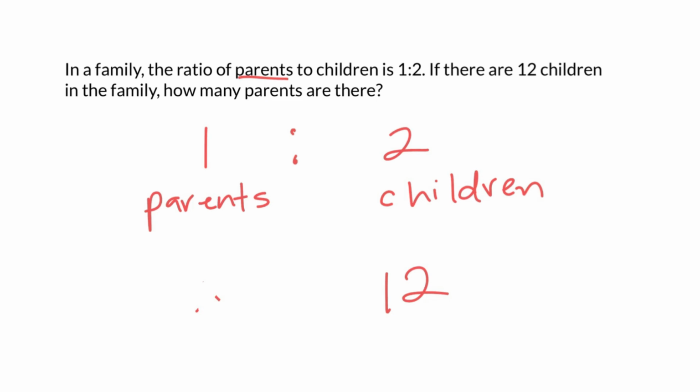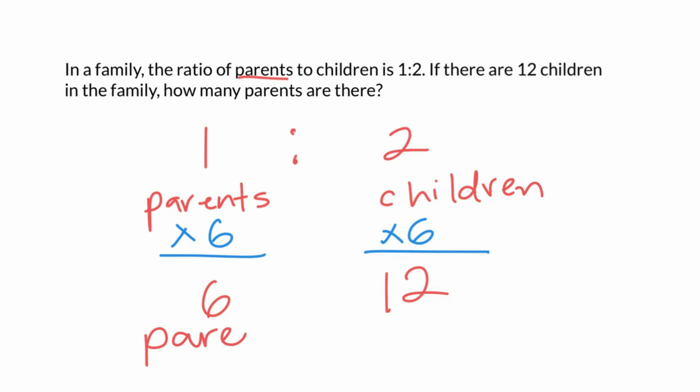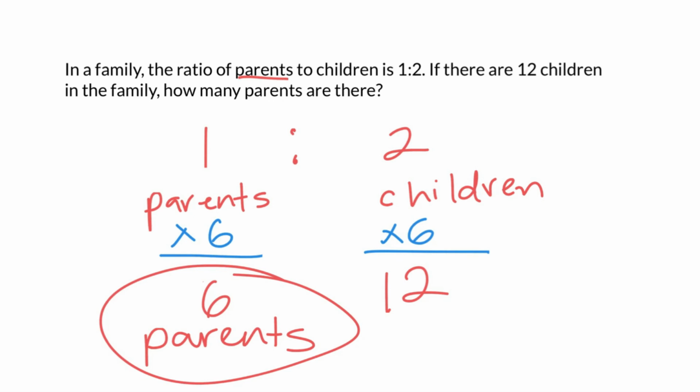So if I'm trying to figure out how many parents there are, I need to figure out what the difference between my ratio and my actual numbers are. To go from 2 to 12, I need to multiply that number by 6. So in the same way, I should multiply parents by 6 as well, and that's going to give me 6 parents. Very easy.